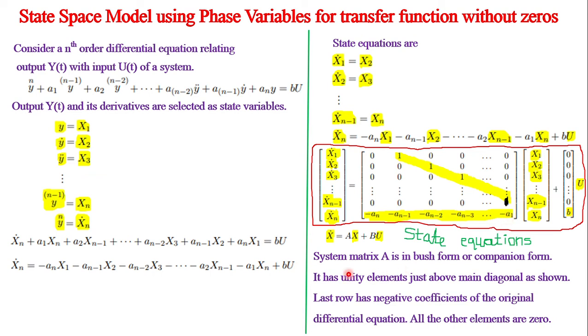So that is why I said system matrix A is in a special form called Bush or companion form. So it has unity elements just above the main diagonal. The last row has the negative of the coefficients of the original differential equation, but written in the reverse order, not minus a1, minus a2, etc., but written in the reverse order. The rest of the elements are all zeros. So this is the standard form of the state equations.